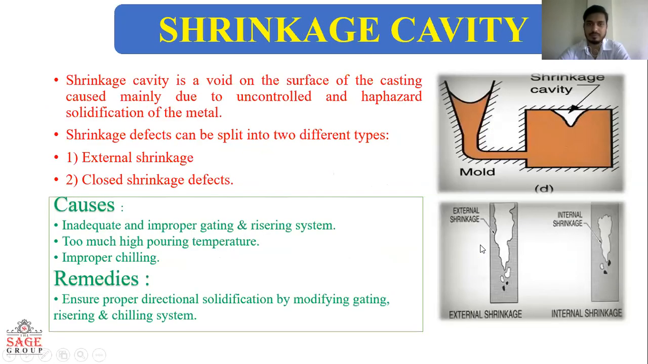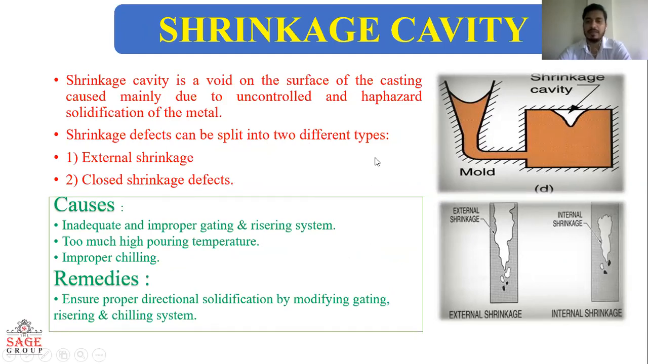Next one is shrinkage cavity defects. A shrinkage cavity is a void on the surface of the casting caused mainly due to uncontrolled and hazardous solidification of the metal. Shrinkage defects can be split into two types: external shrinkage, and closed or internal shrinkage defects.